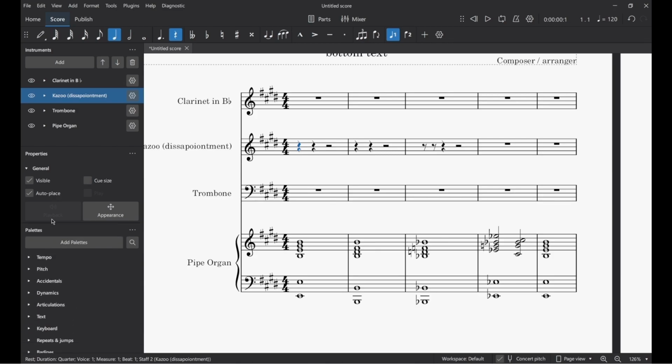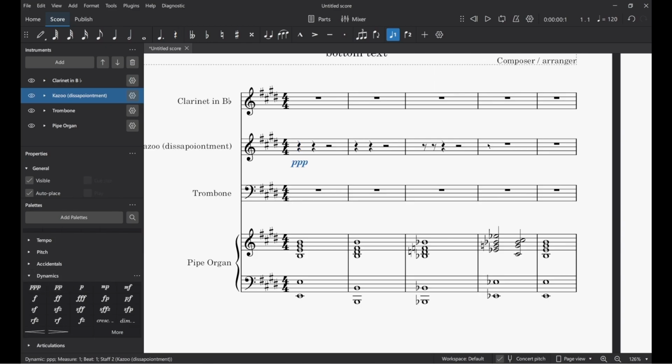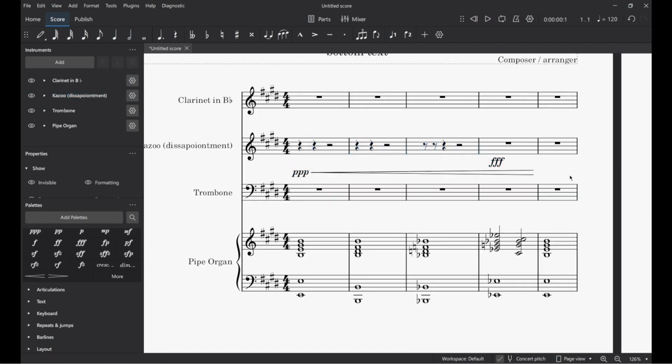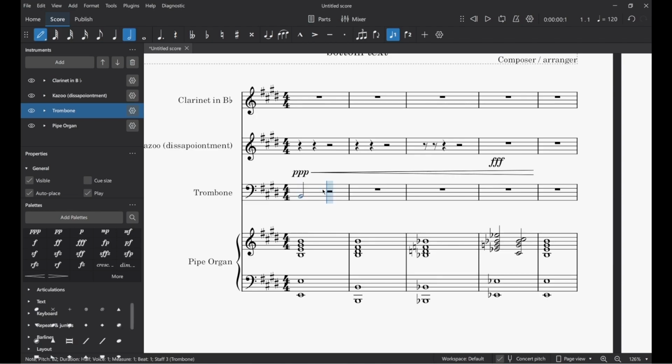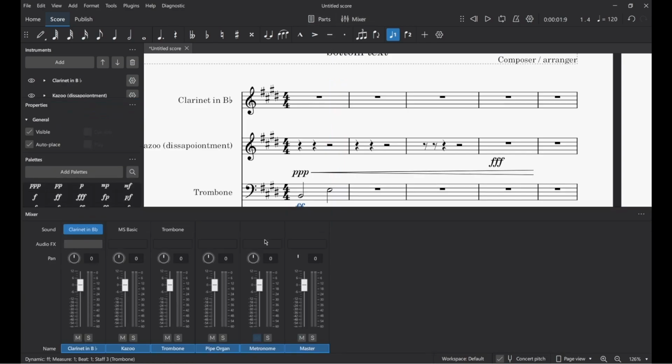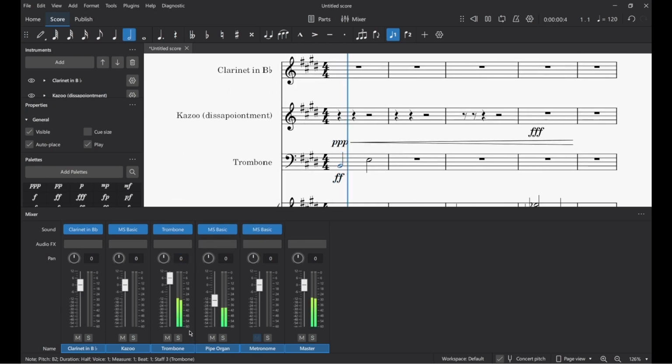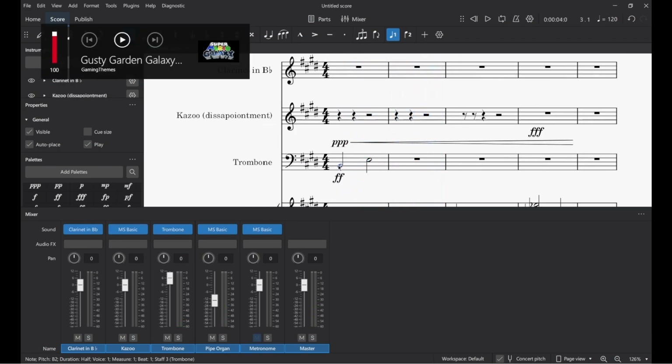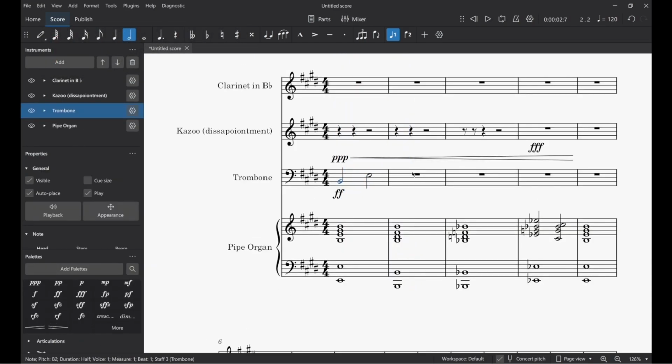Where is it? Get ready. Rest, but louder. That is overpowering everything. There's a mixer here, which is kind of cool, so you can adjust the mix of all your instruments. Not sure why this isn't really playing. Yeah, maybe a little bit.